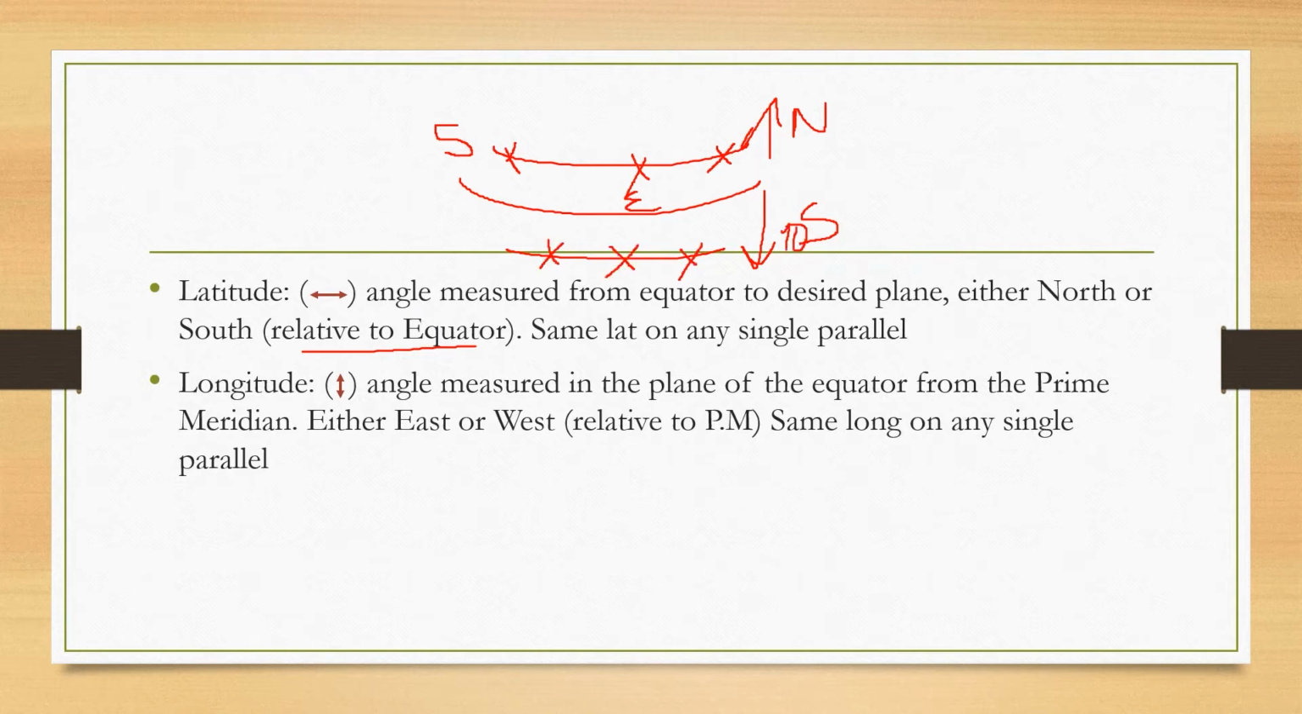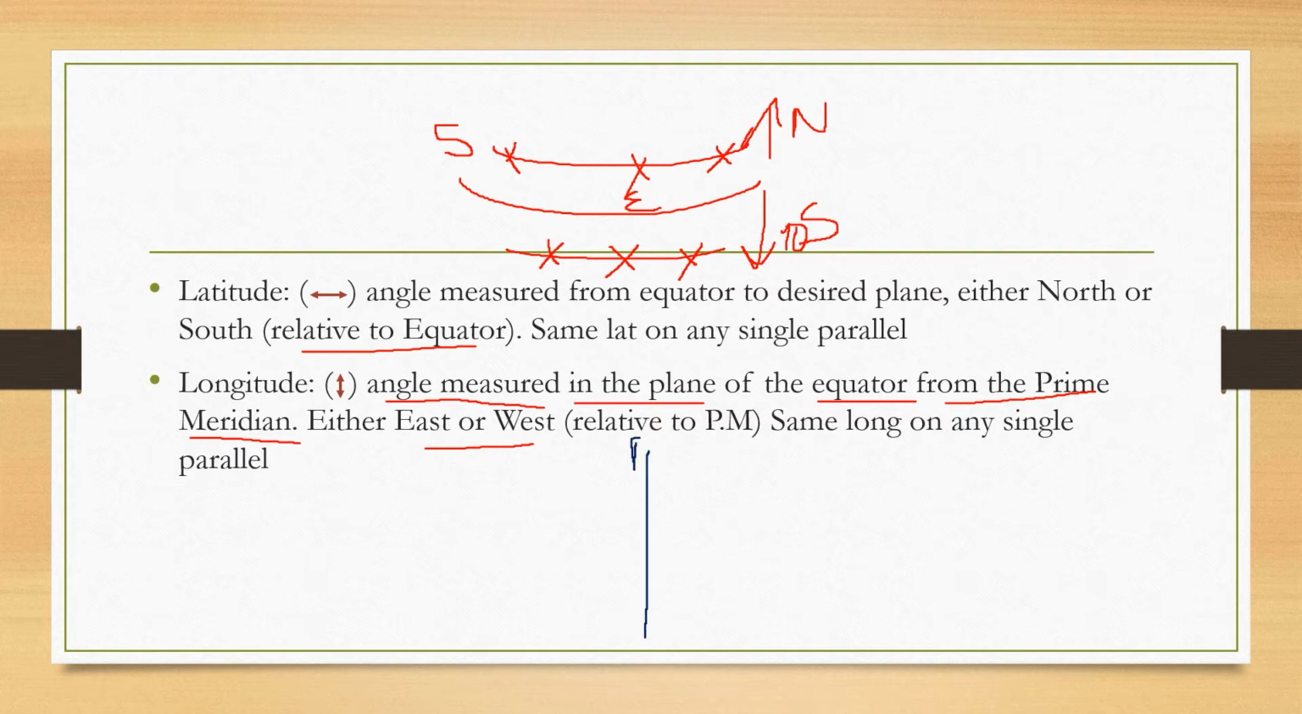Longitude is the up-down version. It's the angle measured in the plane of the equator from the prime meridian. It is either east or west relative to the prime meridian. It is the same as long as you are on any single parallel.